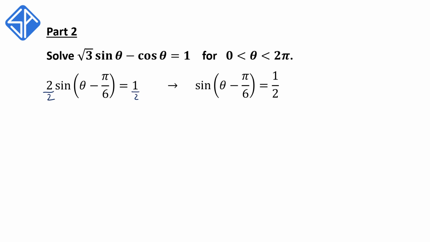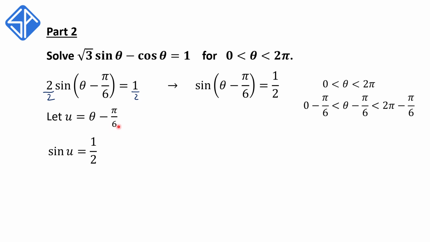This is going to give us the equation sine (theta minus pi on 6) is equal to a half. I'm then going to define u to be equal to theta minus pi on 6 so that we're solving the equation sine u is equal to 1/2. But if you look at the domain for theta, theta goes between 0 and 2 pi. So I'm going to subtract pi on 6 from every term. And because u is defined to be equal to theta minus pi on 6, we can replace this with u so that the domain of u is between negative pi on 6 and 11 pi on 6.